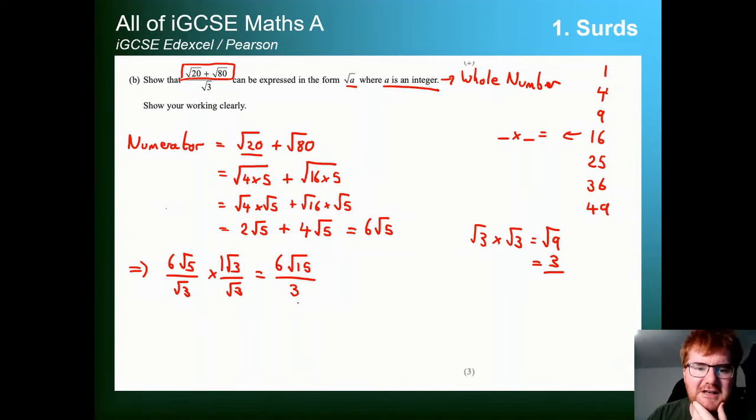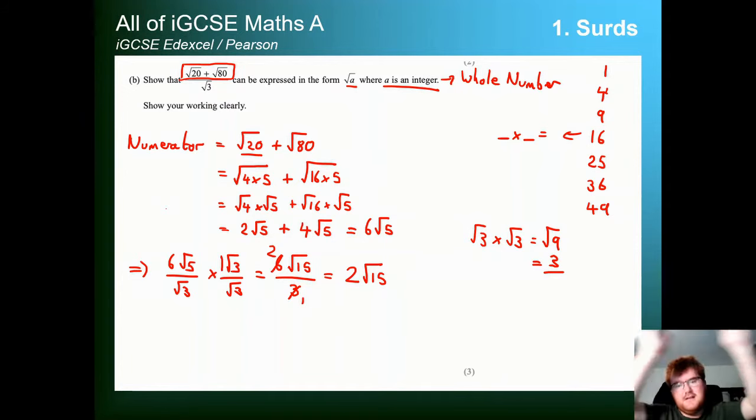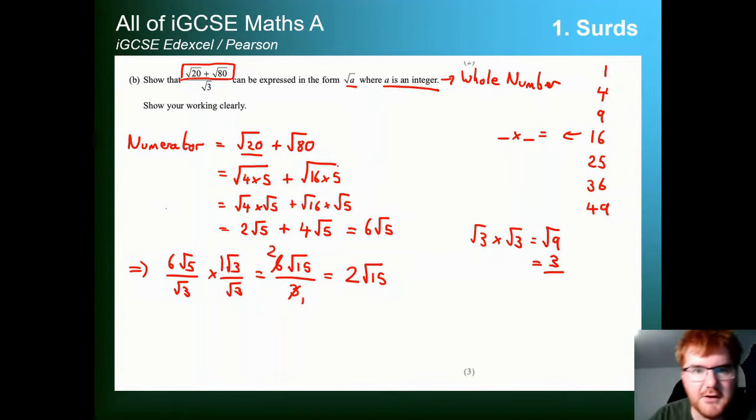First of all, we have a cancellation here. So we have 6 divided by 3. Well, that's going to be equal to 2. Or another way of thinking of it is 3's into 3 go 1. 3's go into 6 twice. So we get 2 root 15. And you think, surely that must be the right answer at this point. Not quite, because we want this as one single square root.